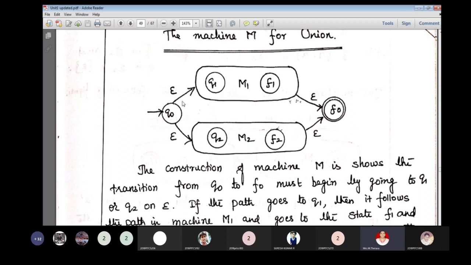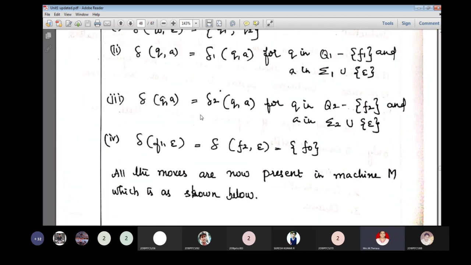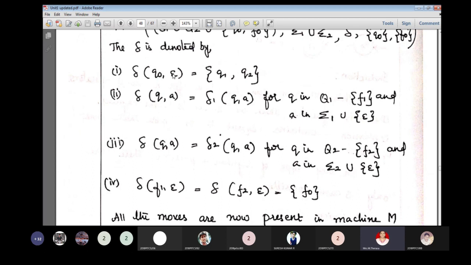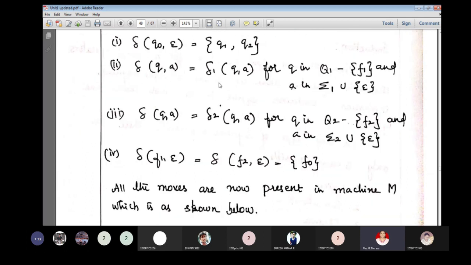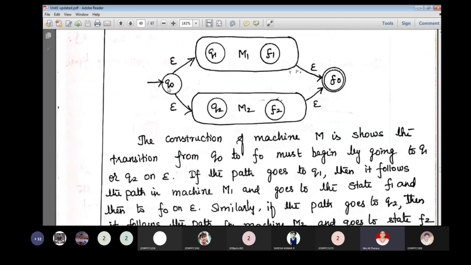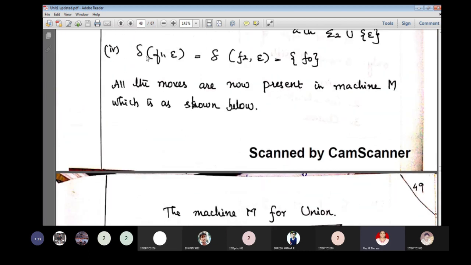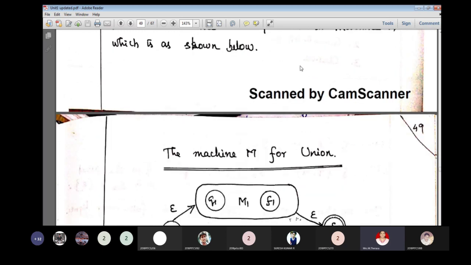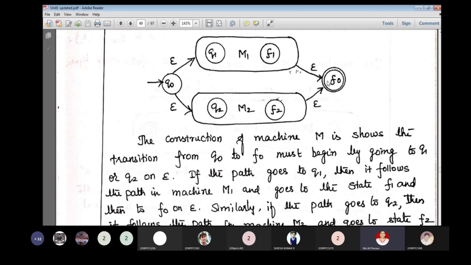Then we have introduced the transition. Look here, we have introduced the transition delta of Q0 comma epsilon is equal to Q1, Q2. What is the meaning? From Q0 to Q1, and from Q0 to Q2, there is a transition on epsilon. And also we have included that delta of F1 comma epsilon, and F2 comma epsilon, is equal to F0.